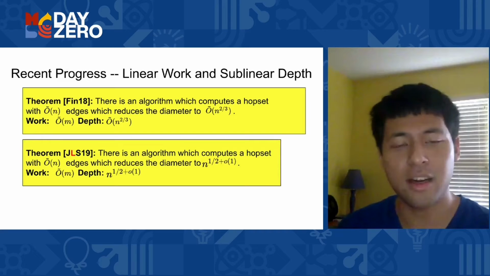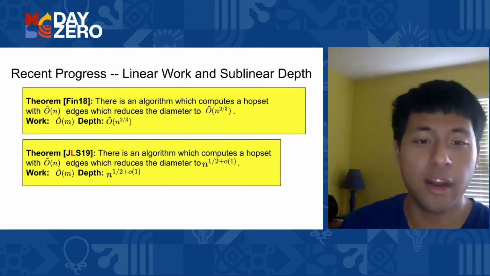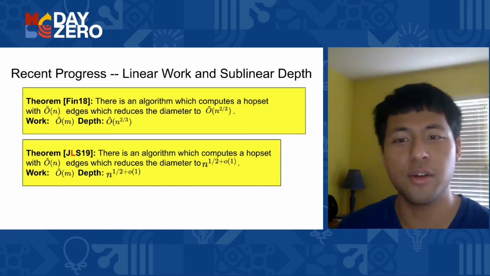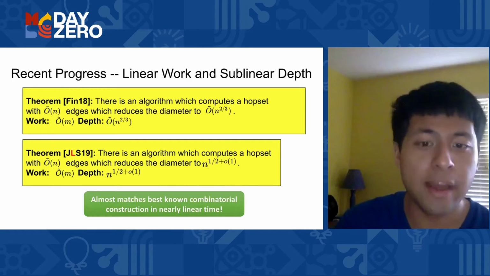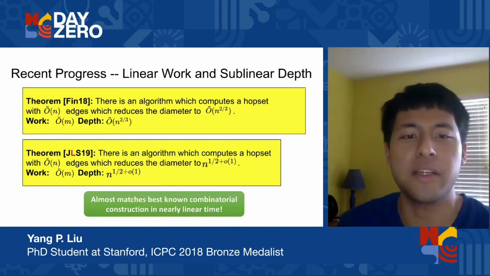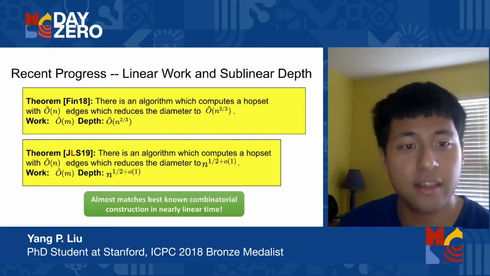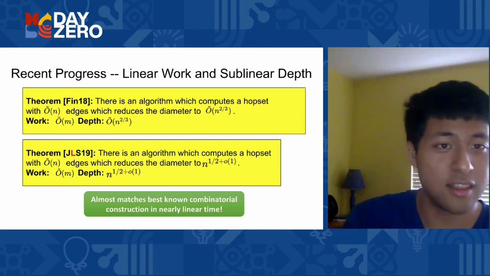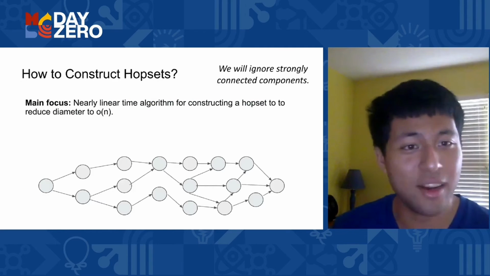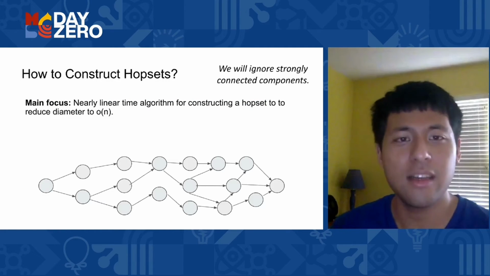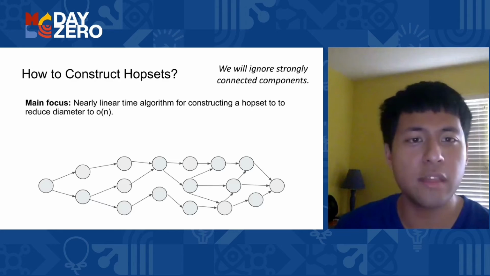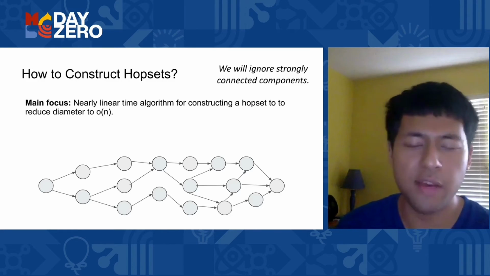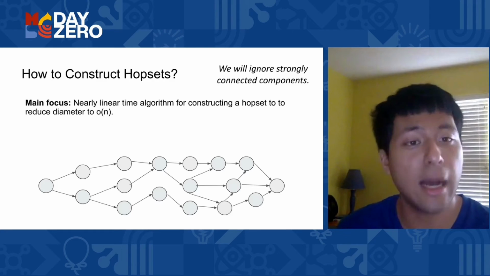In some follow-up work, two co-authors and I were able to further reduce the diameter to n to the 1/2 plus o(1), almost matching the combinatorial Hopset constructions basically in nearly linear time. How do these algorithms work? Well, that's what I'm going to tell you now. So for basically the rest of this section, I'm just going to talk about the main problem of, can we give a nearly linear time algorithm for constructing a Hopset?